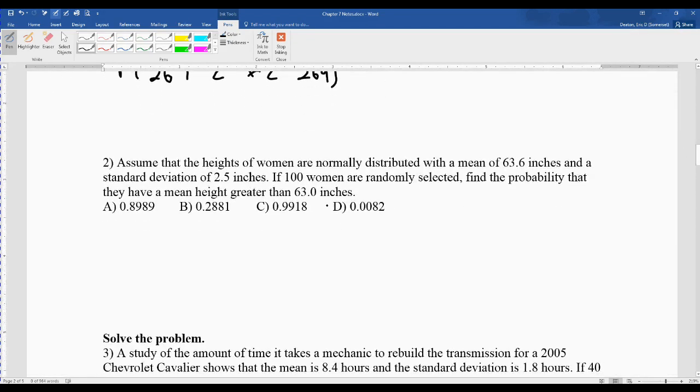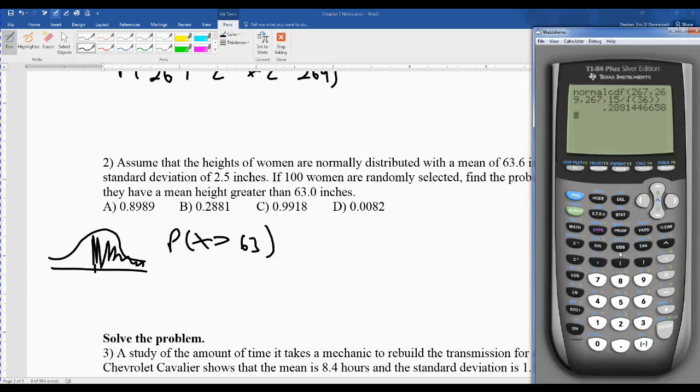So now let's do this one. A mean height greater than 63. The mean is 63.6, so it's going to be somewhere over here. Greater than is to the right. So x is greater than 63. Take out your calculator. Do normal vars 2, because normal CDF finds probability, area, and so on.